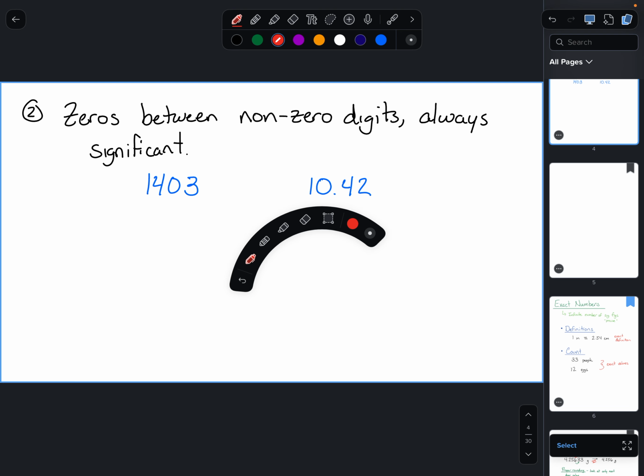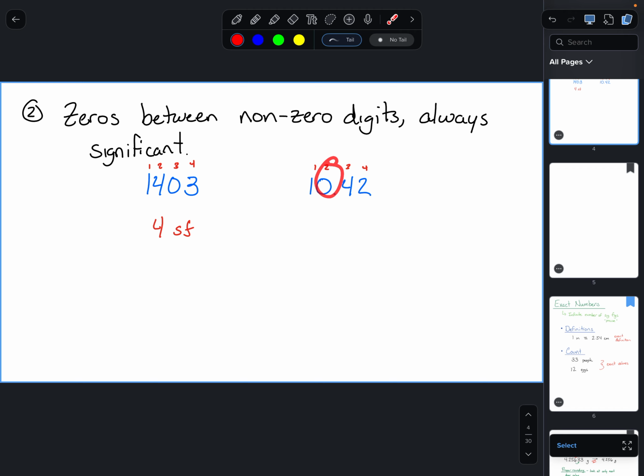14.03, what do we have? 4 sig figs, right? We have our 1, 4, 3, and this 0 sandwiched between two non-zero digits is going to count. So we have 4 sig figs here. Clearly very creative, because 10.42 also has 4 sig figs, right? 1, 2, 3, 4. How do I know to count this 0? Because it's between two non-zero digits, making it always significant. So this one's also 4 sig figs.